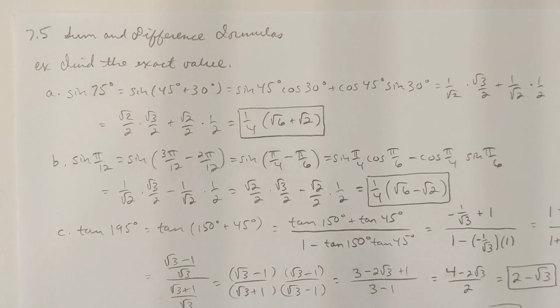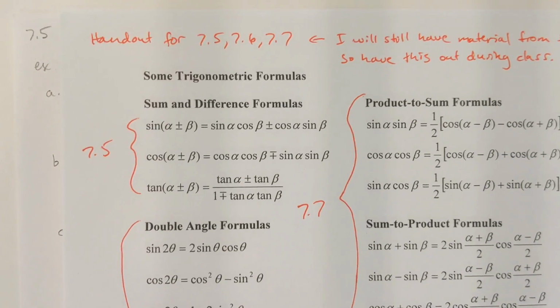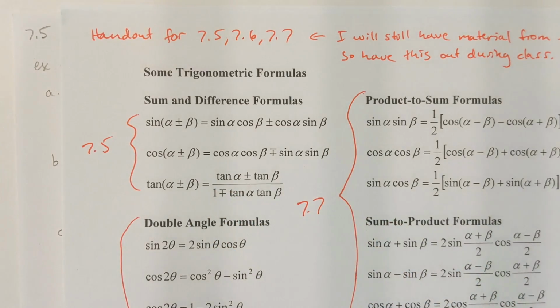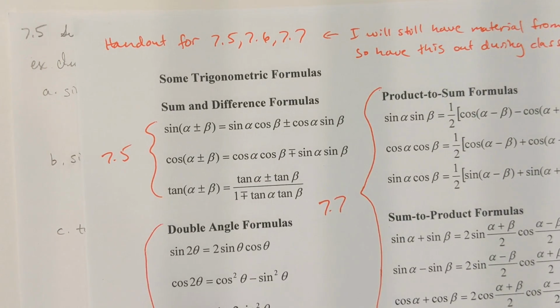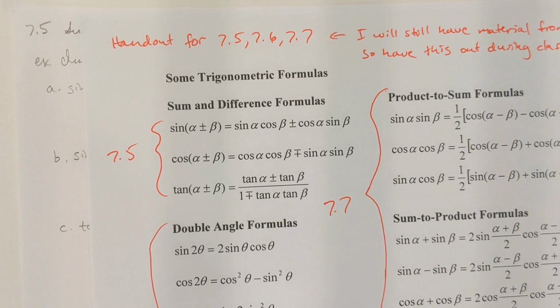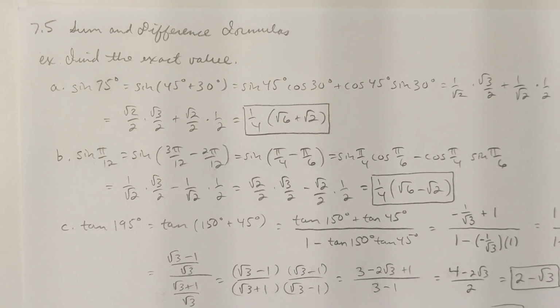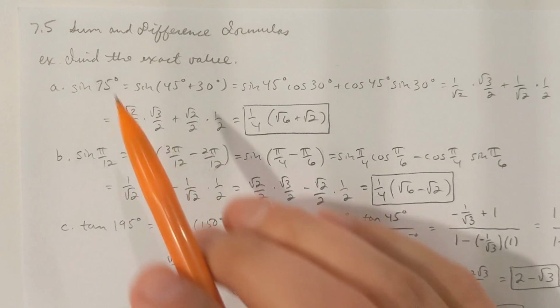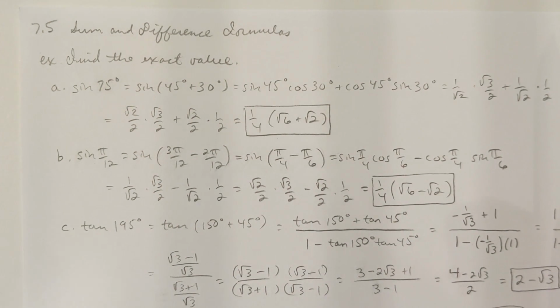All right, so 7.5 is all about the sum and difference formulas. That's these three formulas here. And of course, these are not formulas that you need to have memorized or anything. They're ones that you can just very easily look up in a book. Okay, but let's go ahead and take a look at some examples. There's a couple of problems where they want you to find exact values. And so let's look at some of that now.